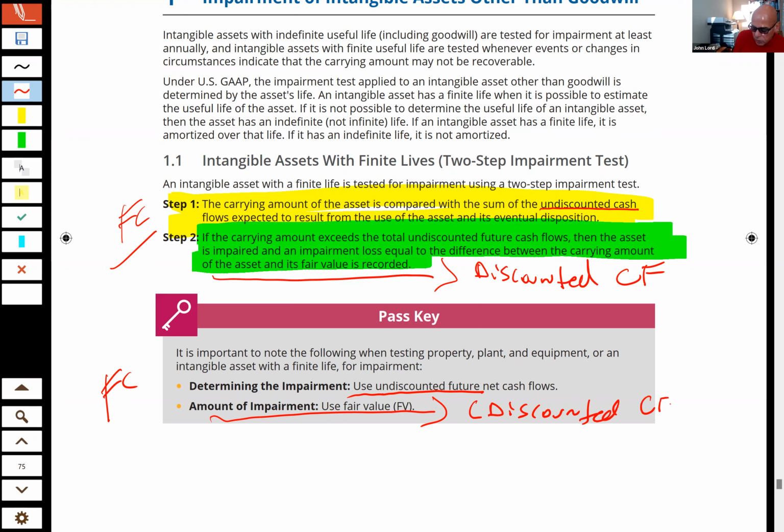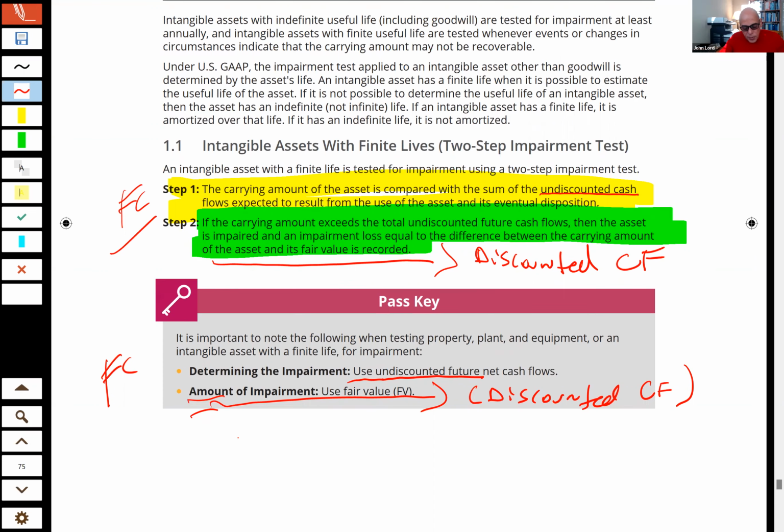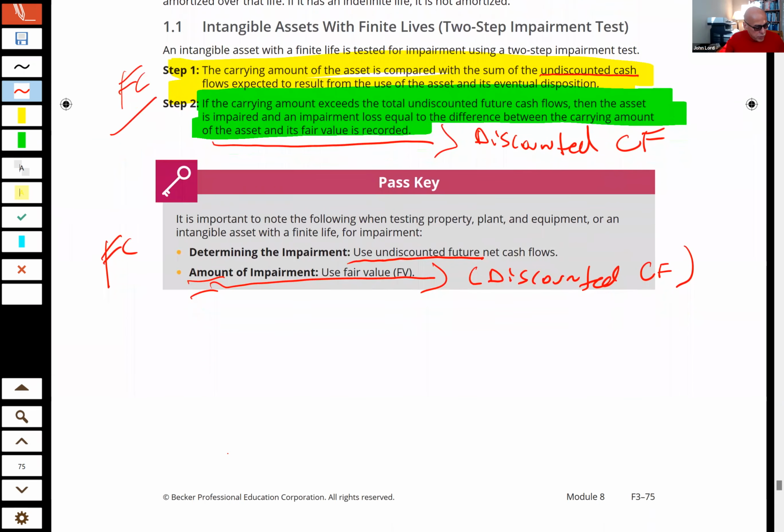Okay, so you may look at a problem in which they'll give you the undiscounted cash flows. They'll give you the discounted cash flows, and you'll have to use those numbers to then maybe determine, A, is there impairment? If the answer to the first step is yes, then you would continue to step 2 to use the discounted cash flows to calculate the amount of the impairment. Okay.